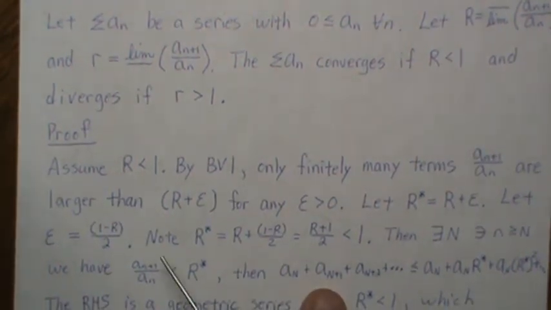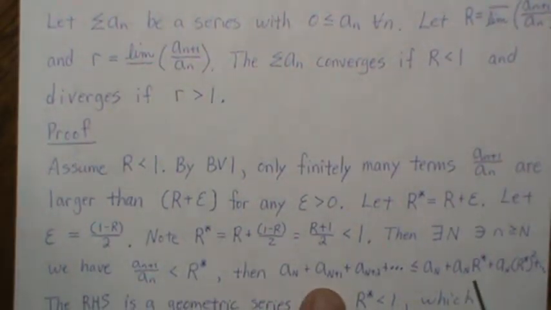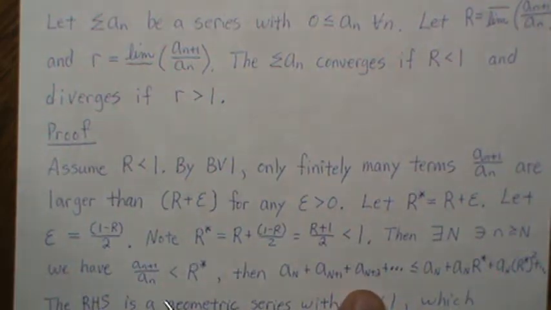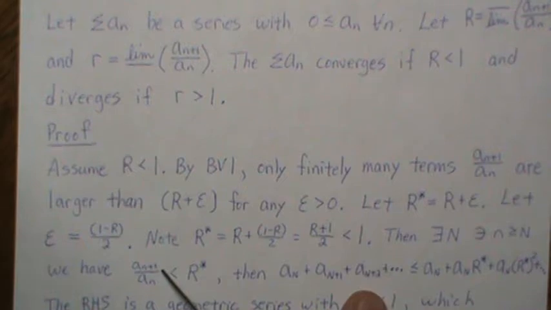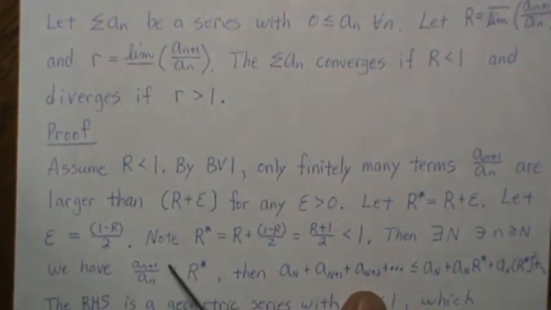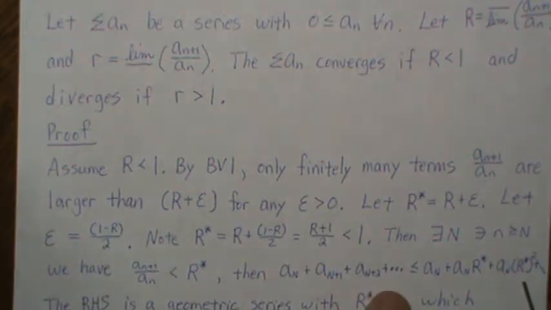But a_{n+1}, if we multiply the a_n up, is less than a_n times R star, which is this term. Now if we look at this one, we multiply this side by R star and this side by a_{n+1} divided by a_{n+2} divided by a_{n+1}, the a_{n+1}'s cancel. And then a_{n+2} is less than or equal to R star squared times a_n. So that's what this is. And then we can keep going.